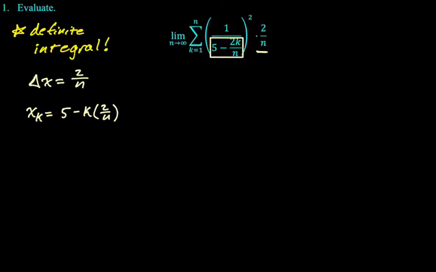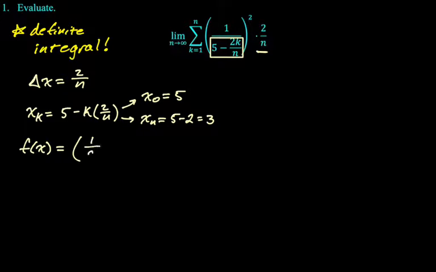Once you have x sub k, you need to figure out what x sub 0 is and x sub n. So x sub 0, you literally plug in 0 for k and you just get 5 minus 0, so 5. X sub n, you plug in n for k and you get 5 minus 2. And 5 minus 2 is 3. So once we've got all this information, now you say to yourself, well, what am I actually plugging into? Well, you can replace x sub k, the 5 minus 2k over n, with an x, right? And look at what you get. You get f of x is the quantity 1 over x squared. So I think our function is actually just 1 over x squared. So that's what I'm going to choose to use.